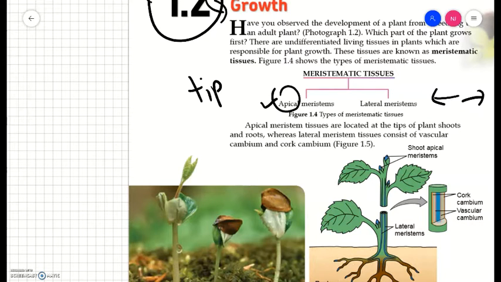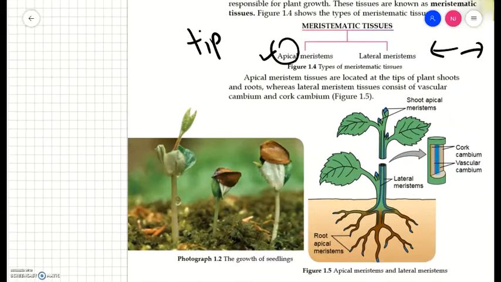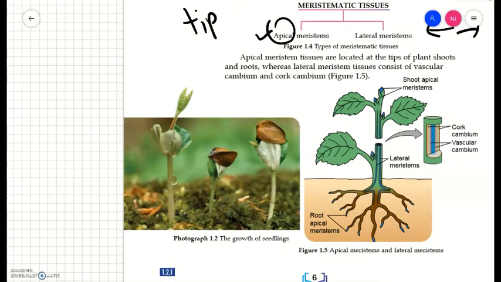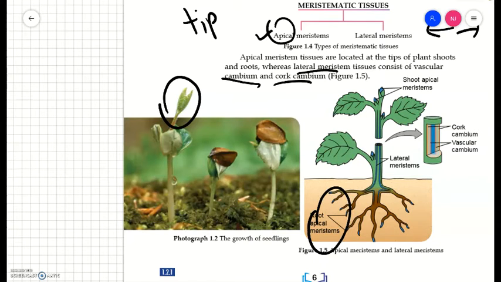So where can the apical meristem tissues be found? It can be found at the tip of the plant, shoot and roots. Shoot is the pucuk, roots is the akar. So apical meristem is located at the tips of plant shoots and roots, whereas the lateral meristem tissues consist of vascular cambium and cork cambium. Itu maksudnya dia di tengah-tengah. This is dissections. So it's the cork cambium and vascular cambium.